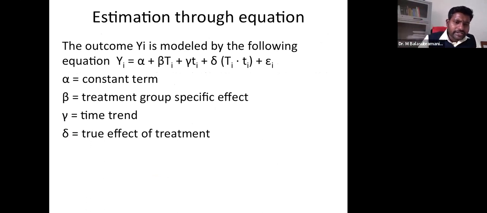Fine. The delta is our final coefficient, which explains the true effect of the treatment. Understand? Because it is the interaction between the technology and time, not just a combination. Both together decide our output. How is it influencing? It influences all the others. The true effect of the treatment comes from this delta. Okay, fine.